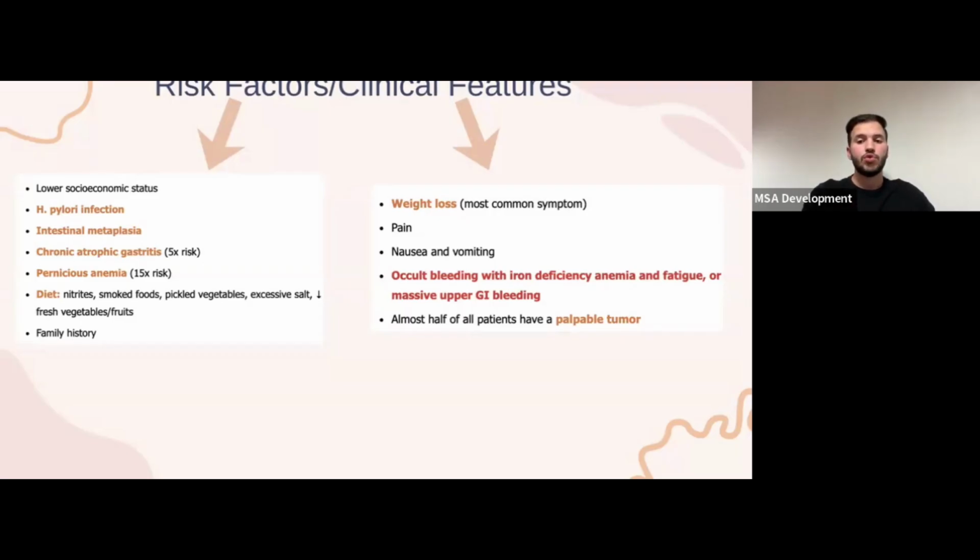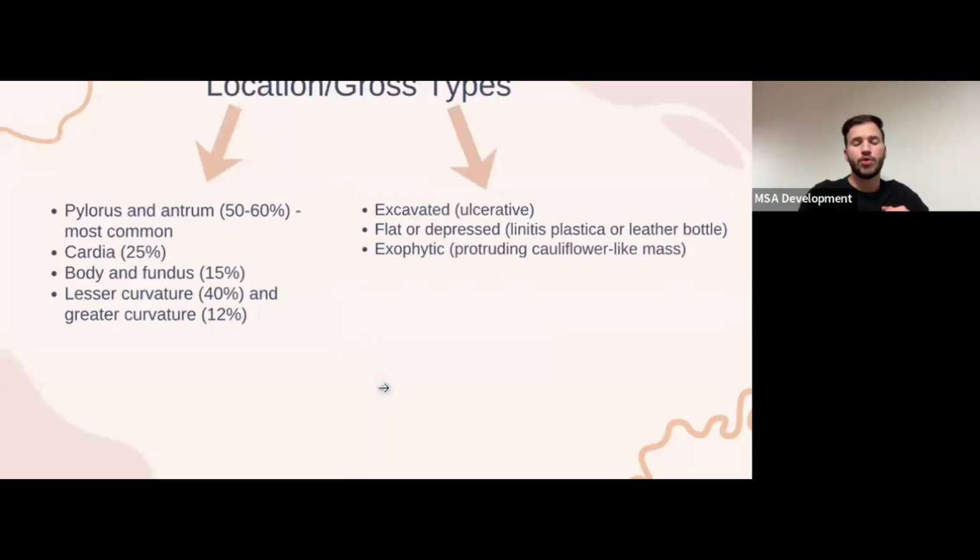And the diffuse gastric carcinoma is worse than the intestinal. Why? Because the intestinal type usually causes a gastric outlet obstruction, causing nausea, vomiting, and other symptoms, which make the patient realize that they need to check what's happening. While the diffuse type doesn't cause any of these early, so the patient won't know that he has gastric cancer. And for the location of gastric cancer, they are mainly in the pylorus and the antrum, then the cardia, body and fundus, lesser curvature, and finally the greater curvature.